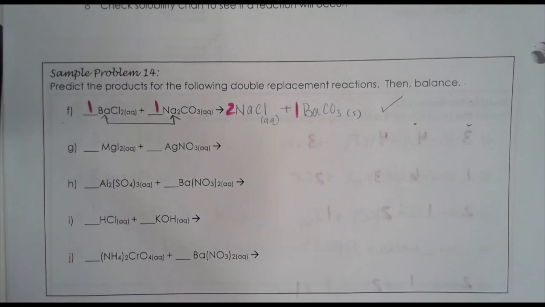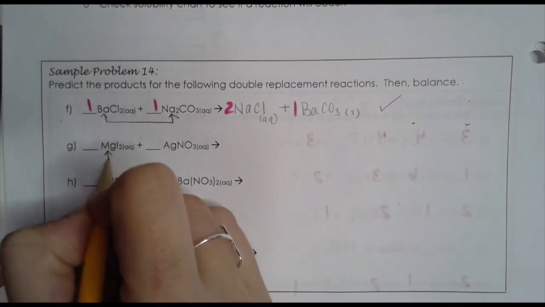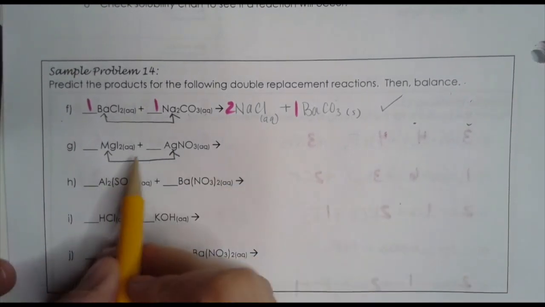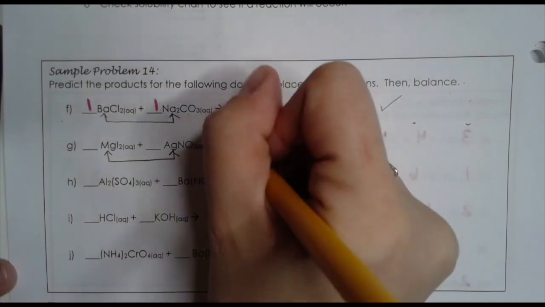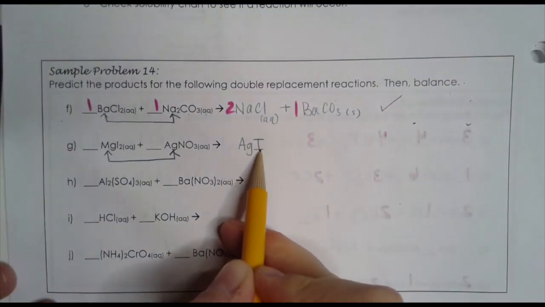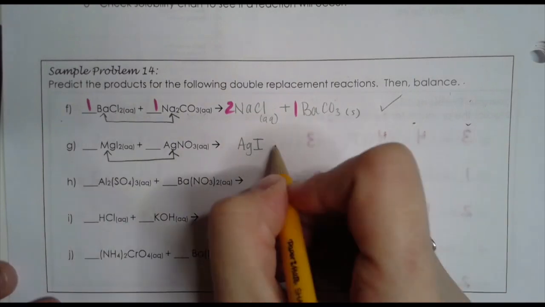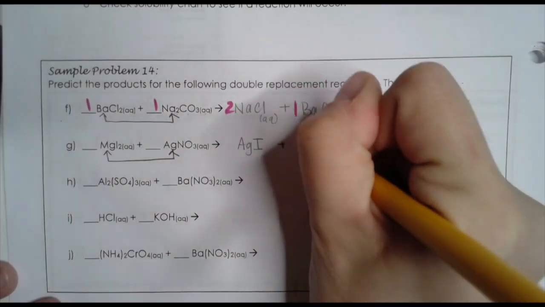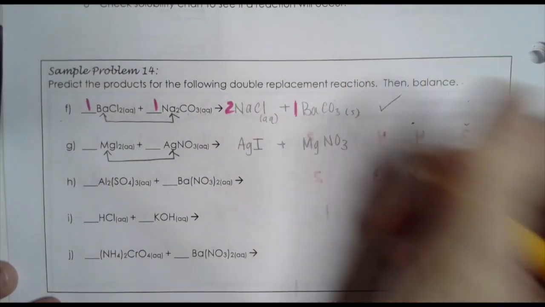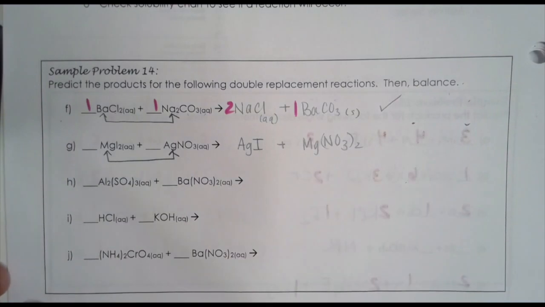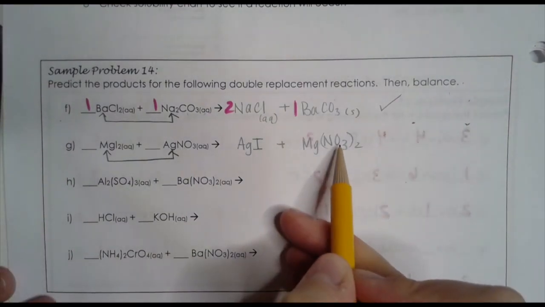Let's try G. I'm going to switch magnesium and silver, and let's go ahead and predict the products there. So silver is going to combine with iodine. Silver is +1, iodine is -1, so that is actually good the way it's written. And magnesium is going to combine with nitrate. Magnesium has a charge of +2, so I have 2 nitrate groups, and nitrate has a charge of -1. So we don't have to write anything there.